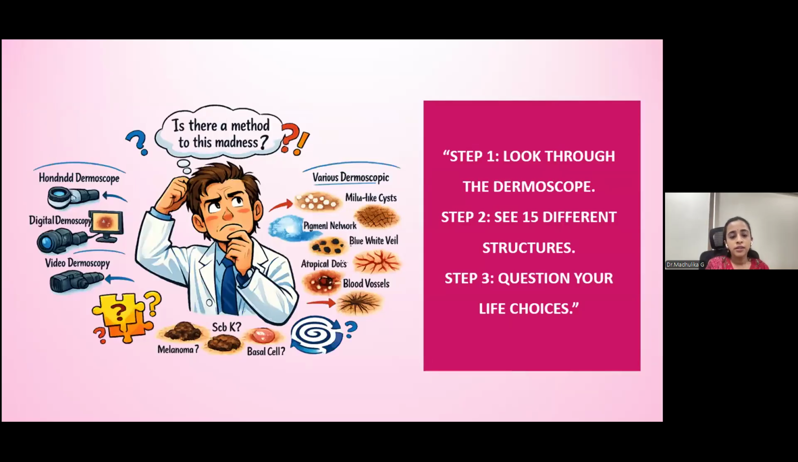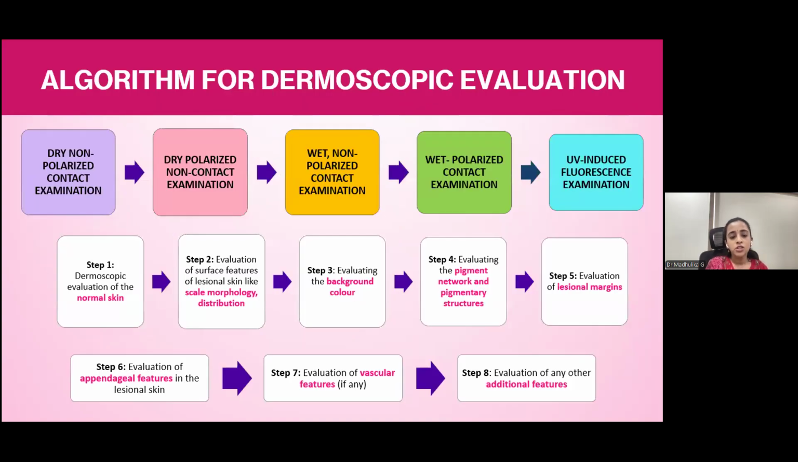Yeah. So thinking about all these, so many features that you see on dermoscope, you look through a dermoscope, you see 15 different structures, and now you're questioning your life choices. Is there a method to this madness? Okay, next slide. So yes, there is.